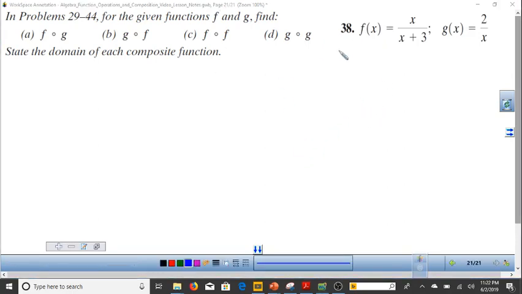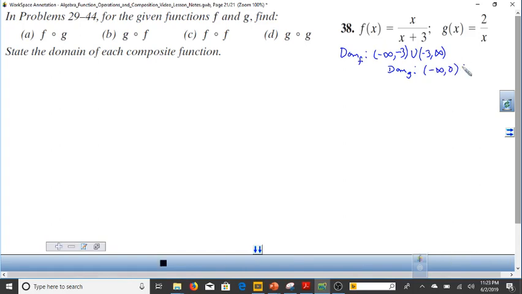So the domain of f is everything except for -3. Negative infinity to -3 union -3 to infinity. Parentheses everywhere. And the domain of g is everything except for 0. Negative infinity to 0 union 0 to infinity.